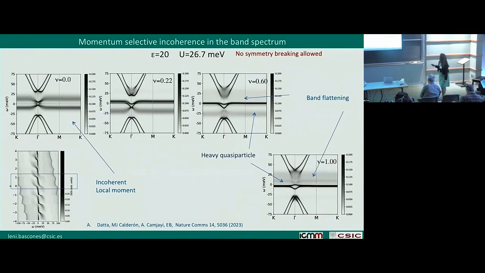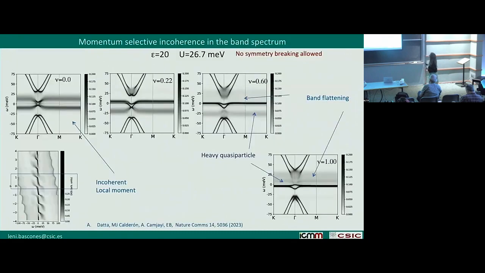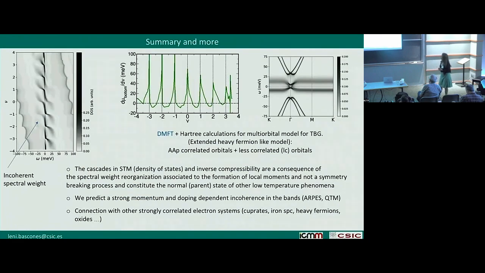And then you also see that when we approach the integer, there is a kind of band flattening. You see how there is this bending that has been discussed previously at the Hartree level, but then there is a kind of recovery, partial at least, close to the integer filling. Okay, so this was the main thing I wanted to say.